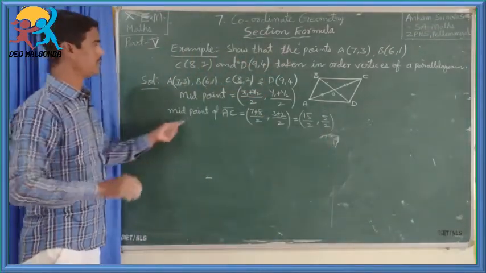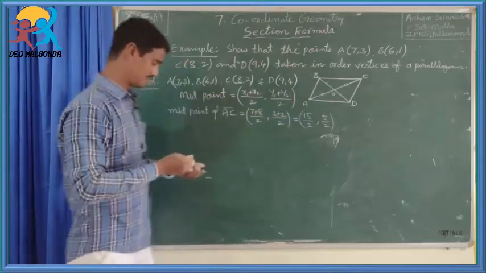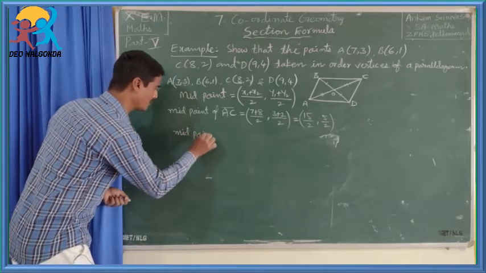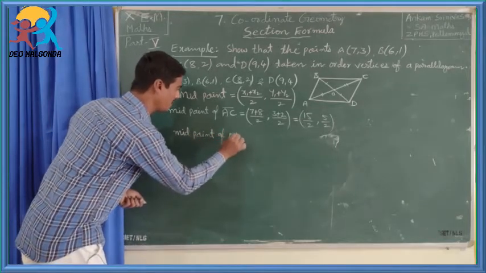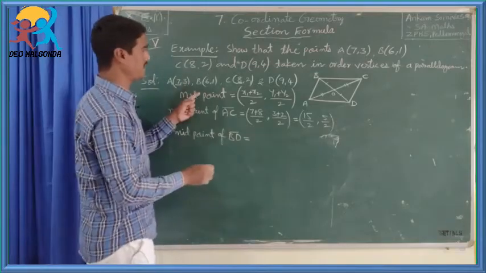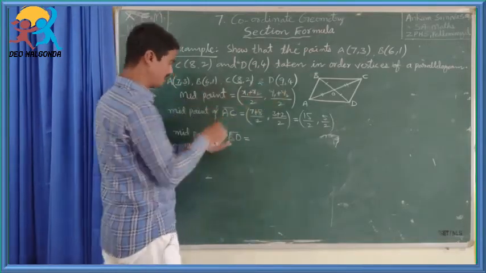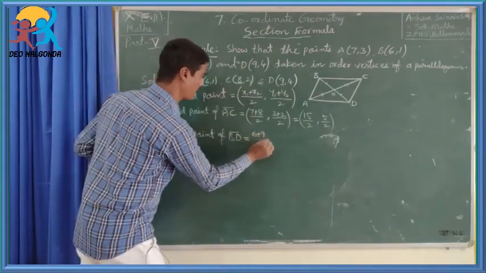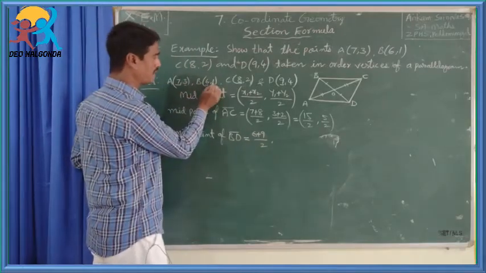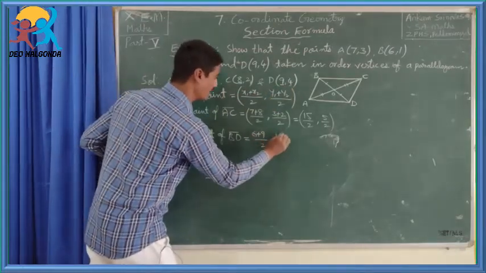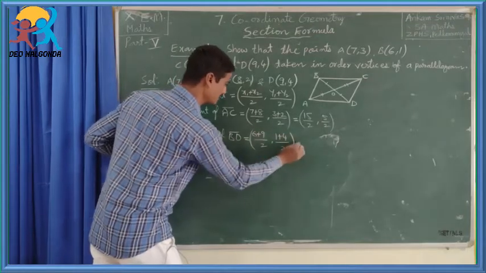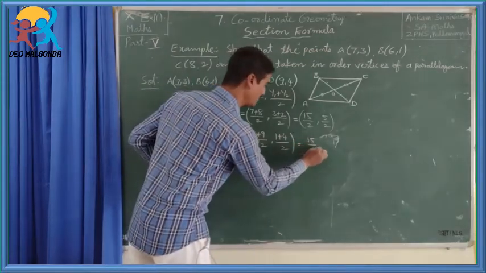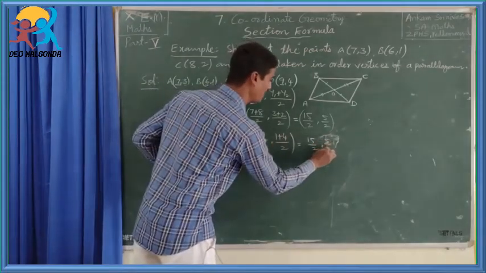Then find the midpoint of the other diagonal BD. Sum of x coordinates: here 6, here 9. 6 plus 9 by 2. And sum of y coordinates 1 plus 4 by 2. How much? 6 plus 9, 15 by 2. And 1 plus 4, 5 by 2.